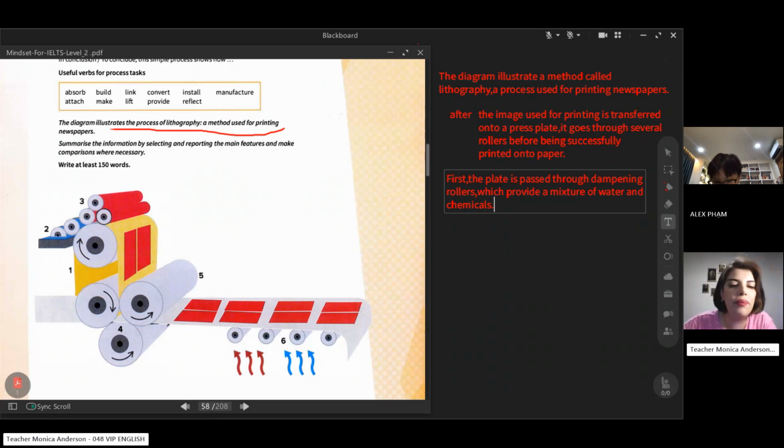Okay, now this is to dampen the non-image areas. So there is the area that actually doesn't contain any images. So the non-image areas. Okay, now let's keep going.